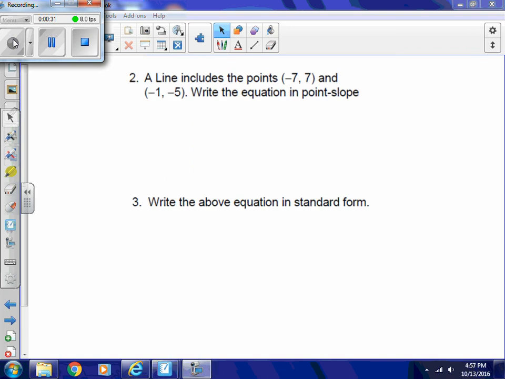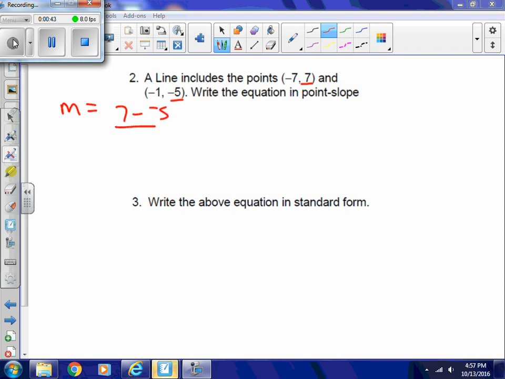Number 2, we're going to write the equation of the line that passes through those 2 points. First, we need to calculate slope. M is equal to y2 minus y1 over x2 minus x1. Minus a negative is really plus a positive. And we've got 12 over negative 6, so we've got a slope of negative 2.